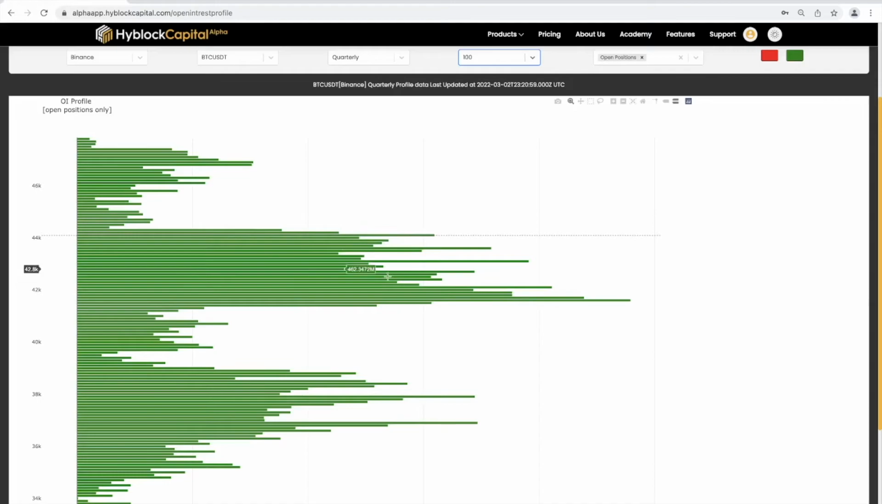And if we break below this region of high OI nodes, we can see that there's some liquidity gaps below the price of 41,200.